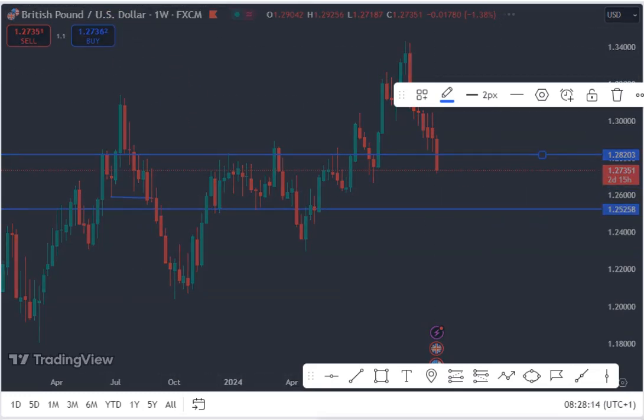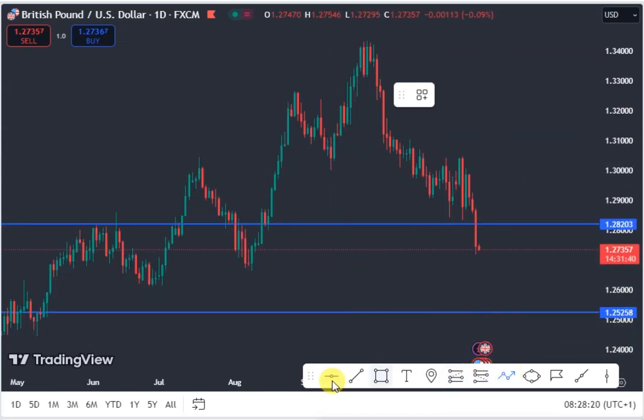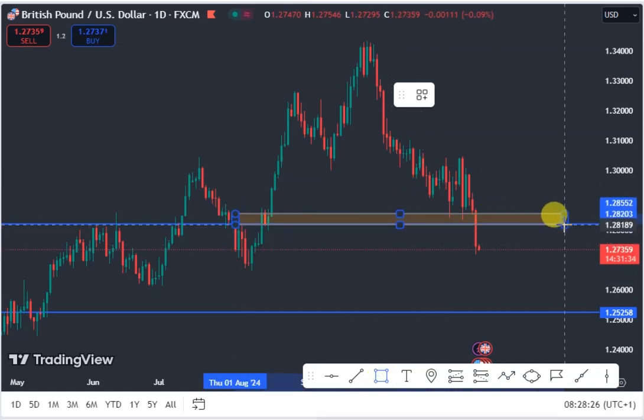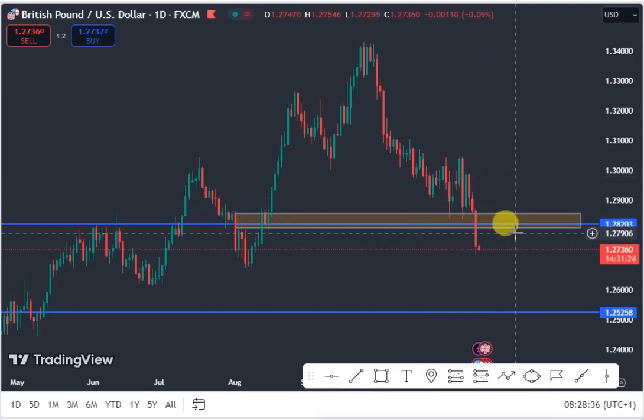So let's go back to our daily chart. We'll be looking for a selling opportunity from this region. We're looking for a selling opportunity from this resistance area for the Great British pound USD. So we wait for price to come back to this resistance zone. Then we'll look out for a selling opportunity for the Great British pound USD.